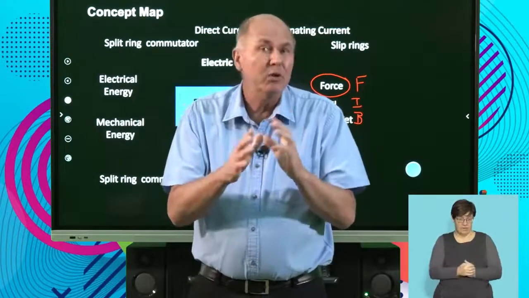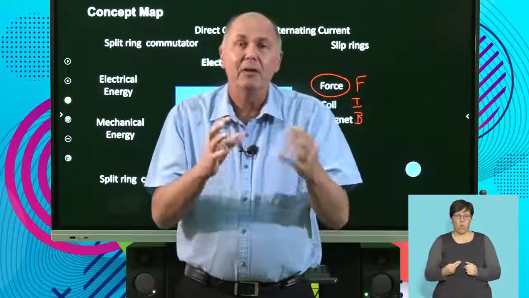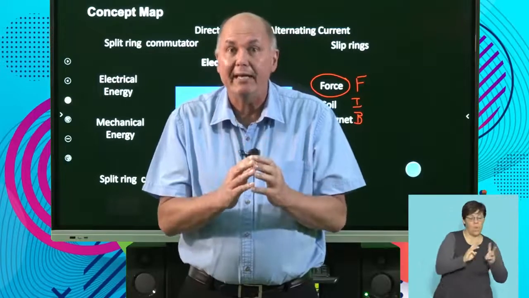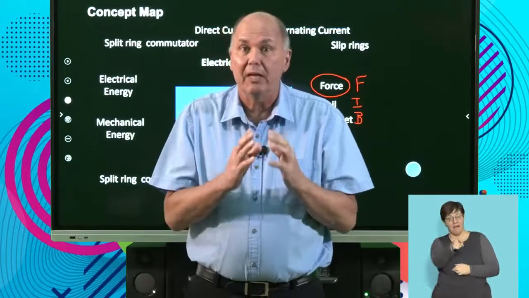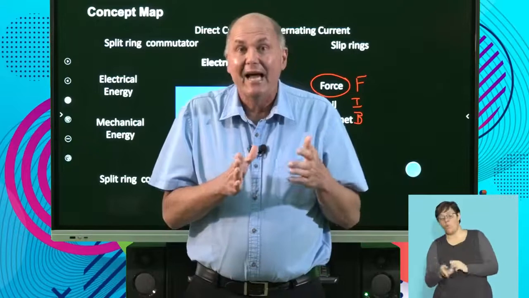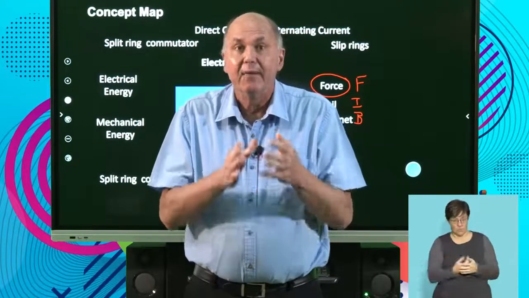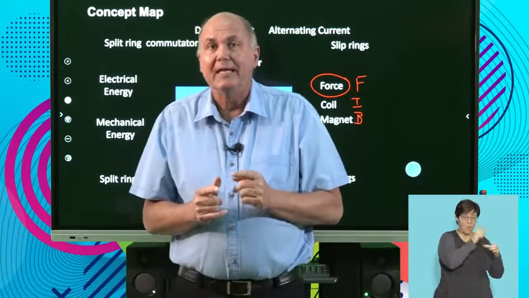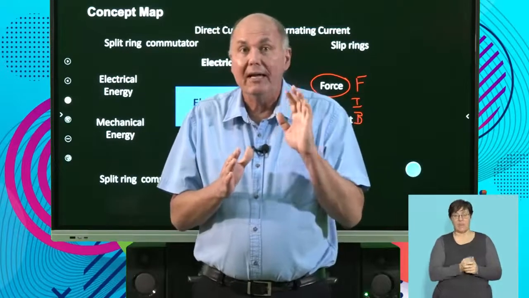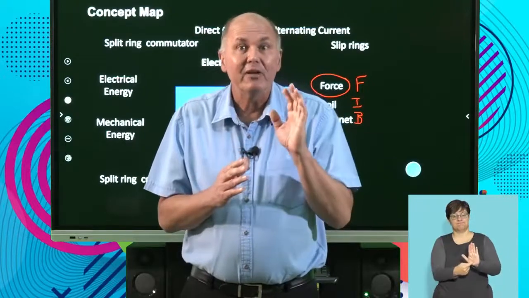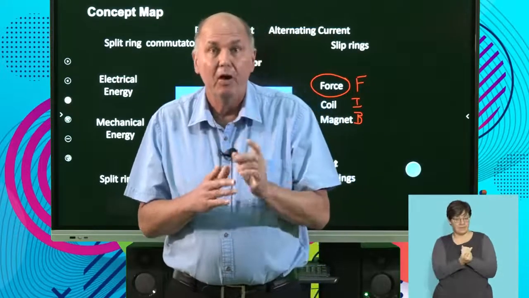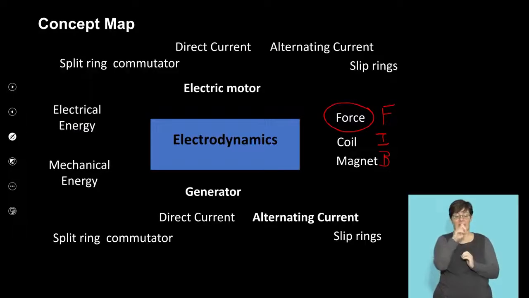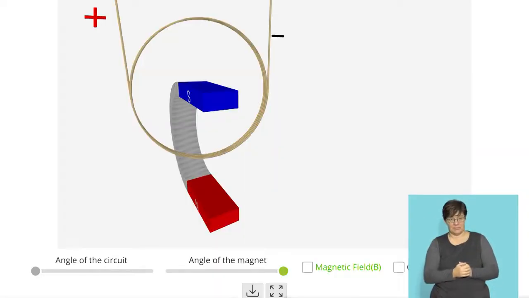Now, we don't want to have to draw those diagrams all the time, so we're going to be investigating different ways to be able to predict what will happen when we place a current carrying conductor in a magnetic field. And so the first thing I'm going to do is show you a little simulation where we can have a look at what's happening when we place a coil in a permanent magnetic field. So let's go and have a look at this.